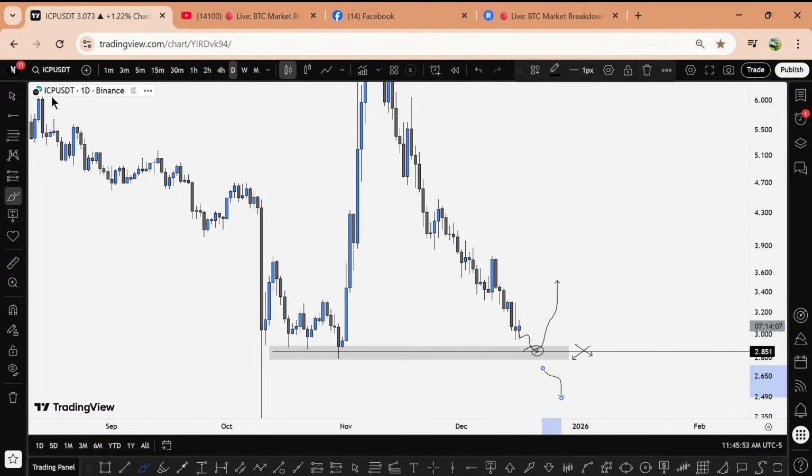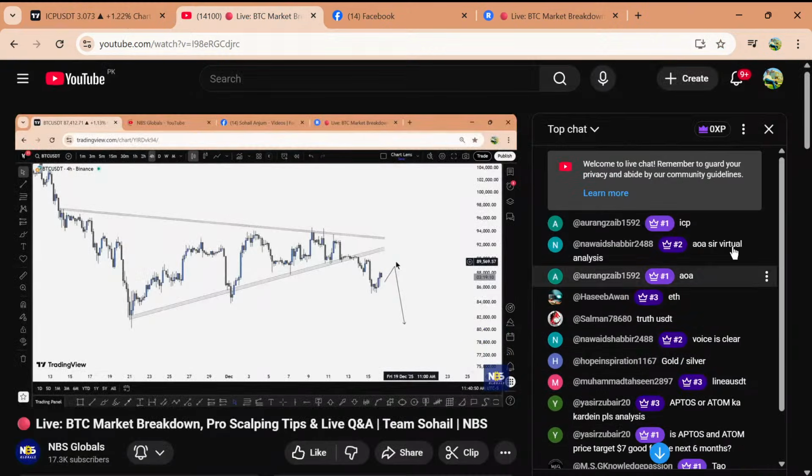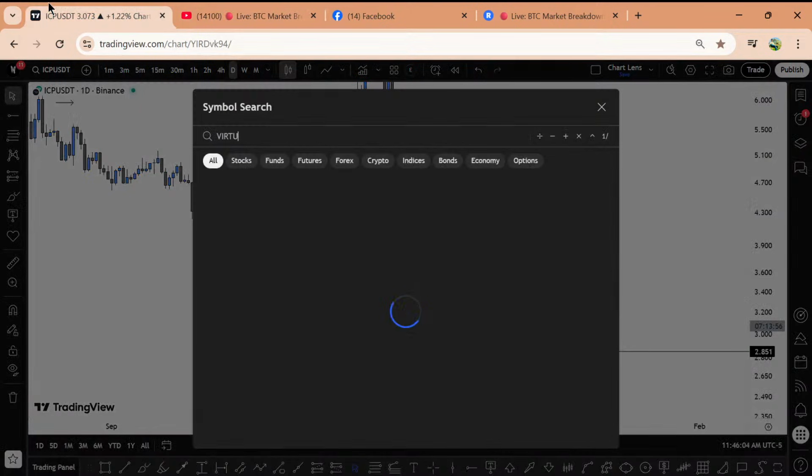So ICP must hold above this, like here, start accumulating here. Here you can expect some upside recovery. So this is my stance right now in ICP. Well, next is Virtual.